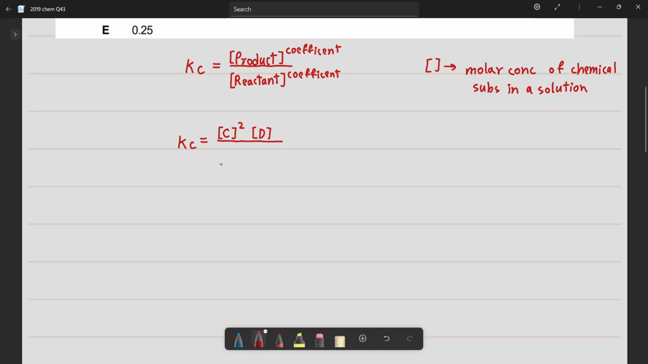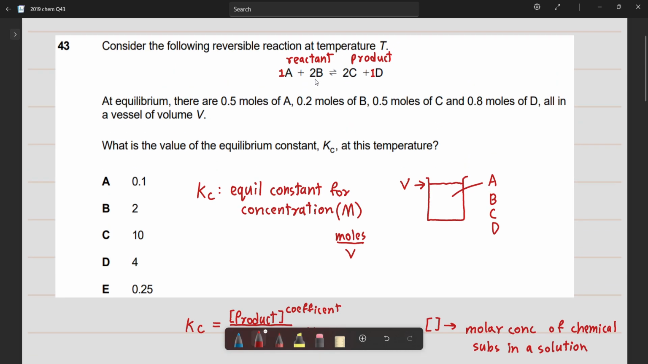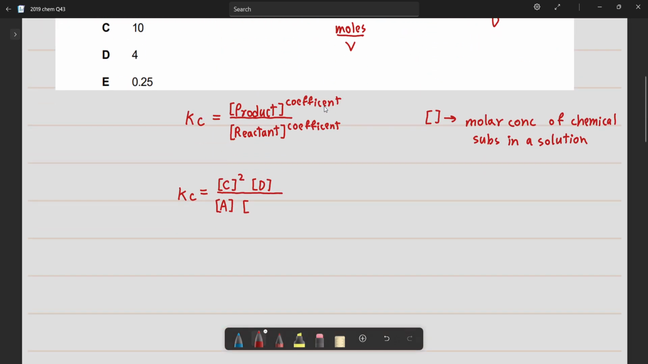Okay, so the denominator will be the reactants. So A, we know we have no coefficient, so we'll consider that as 1, because there's 1 mole of A reacting with 2 moles of B. So for B, since there's 2 moles reacting, it will be to the power of 2. Okay, so now this is the expression that we're going to use for this question.